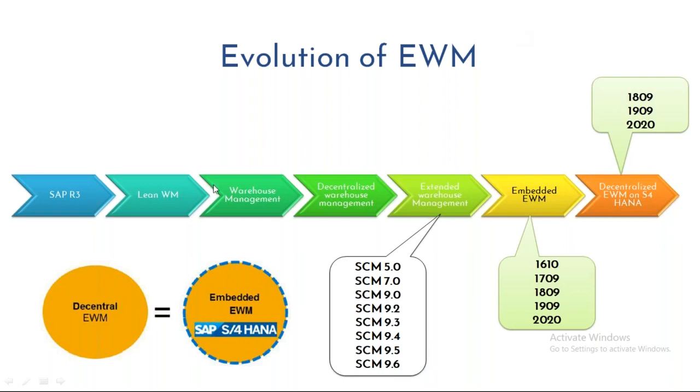So this is what I was saying, right? This is how EWM is related right from the beginning. As I mentioned earlier, when SAP R/3 was there, there was no WMS system. I mean, there was no warehouse management in SAP. And initially it started with lean warehouse management.